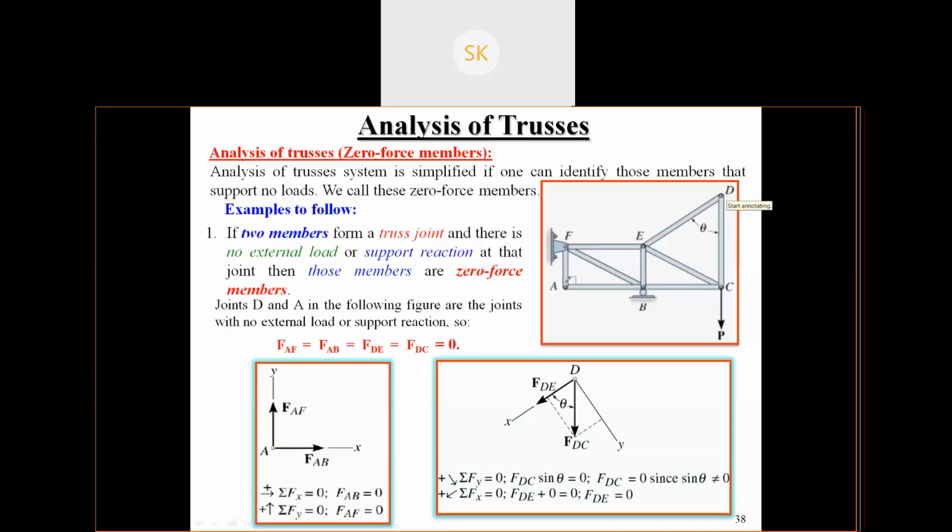Again, this is the point. No external load is applied to this point, so this is your zero force member. So force AF, force AB, FDE and FDC will equal 0. These they have shown.